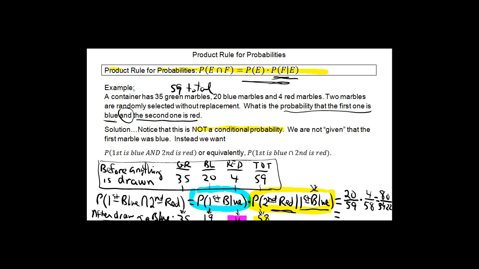So you would have 80 divided by 3422, and to 2 decimal places that would be 0.02. So the probability that the first one is blue and the second one is red is extremely small. It's really 2%. There's only a 2% chance of that happening.